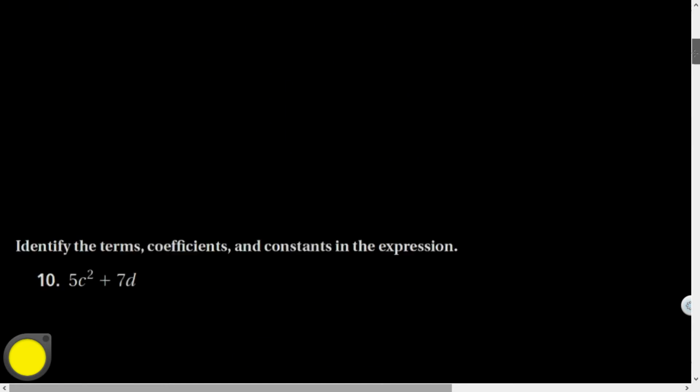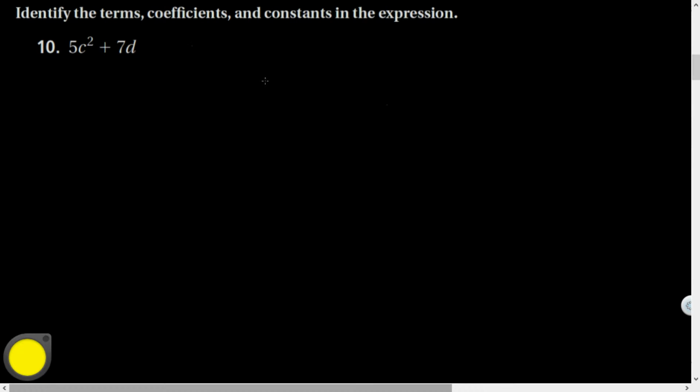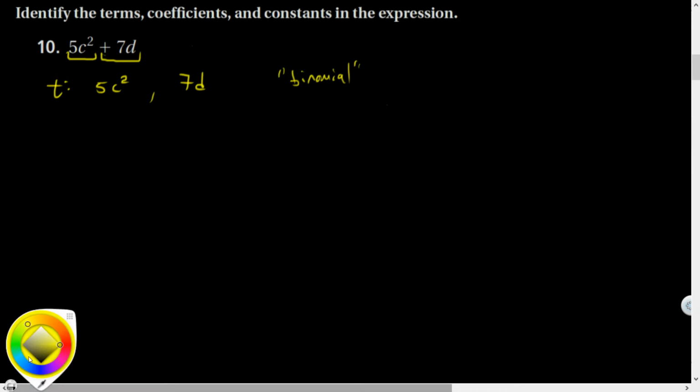Let's keep going here. Identify the terms, the coefficients, and the constants in the expression. The terms are separated by plus or minus signs. So my terms are going to be 5c squared and 7d. This is a two-termed expression. We could even call it a binomial, but we'll talk about that like chapter 6 or 7, maybe. So those are the terms.